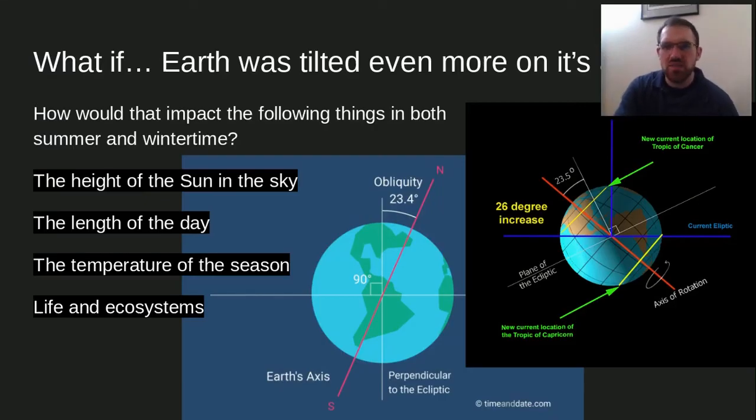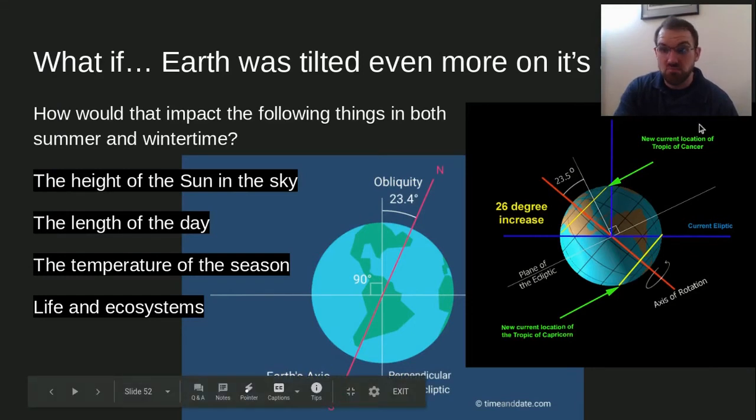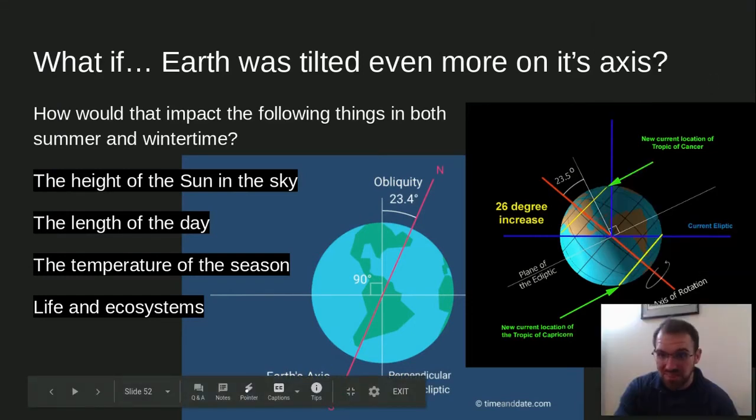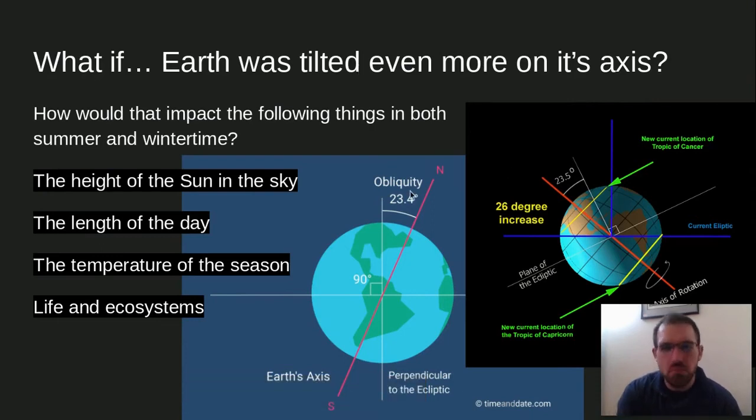So let's think about this. This is a hypothetical scenario, meaning that it's not going to happen, basically, but it still could be fun to think about. So what if the Earth was tilted even more on its axis? So here we see it's tilted about 23.5 degrees. What if it was tilted an additional 26 degrees? Well, how would that impact the following things? The height of the sun in the sky.